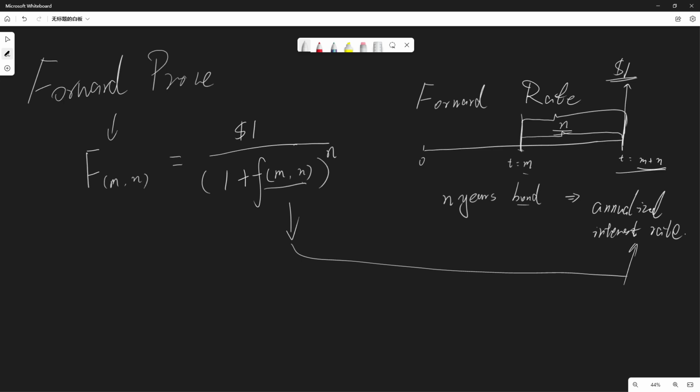And don't forget, we're talking about forward rate here. So we give this annualized interest rate on our $1 loan to be initialized at time m and ends at time m plus n. We call that annualized interest rate another name, forward rates.